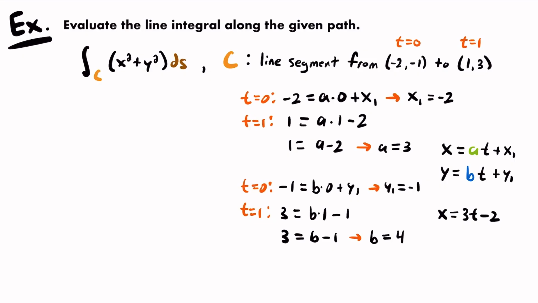So the other parametric equation will be y is equal to b times t, where b is 4. So we have 4t plus y1, which is -1. So you'll have 4t minus 1. And that completes our parametric equations. These two equations right here will represent the curve C parametrically.